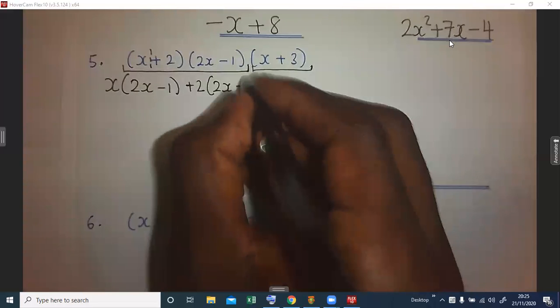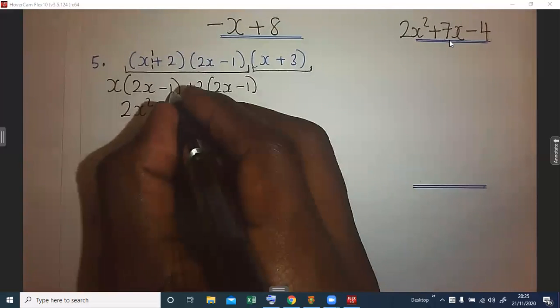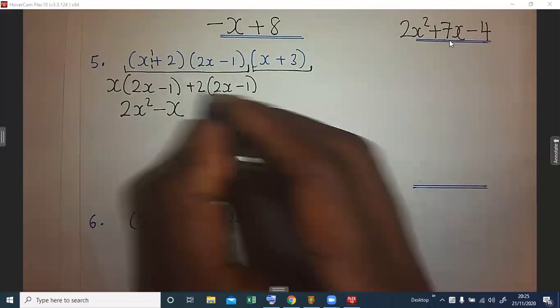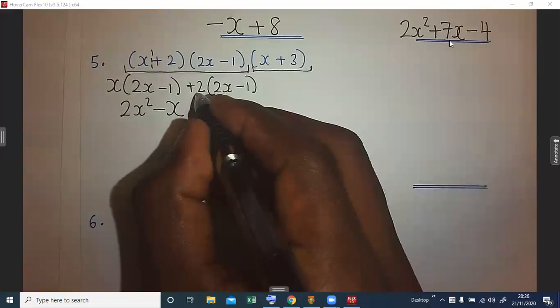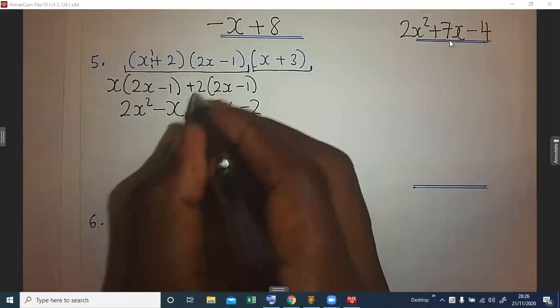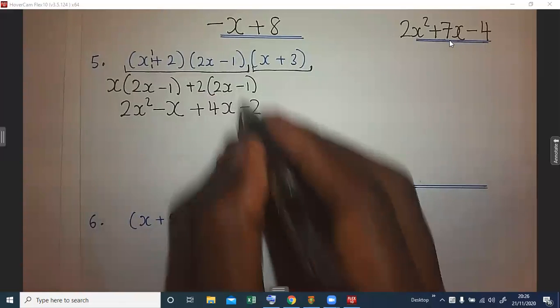x times 2x, I get 2x squared. x times minus 1, I get minus x. 2 times 2x, I get 4x. 2 times the minus 1, I get minus 2. Remember, positive 2 times minus 1. Positive times minus, I get minus.